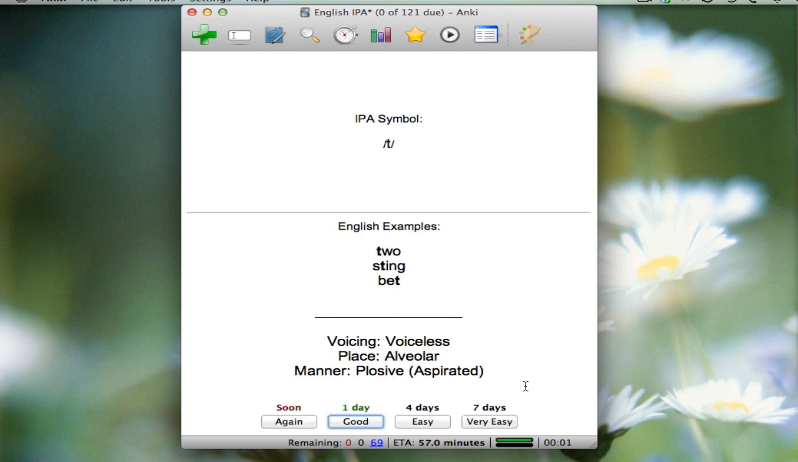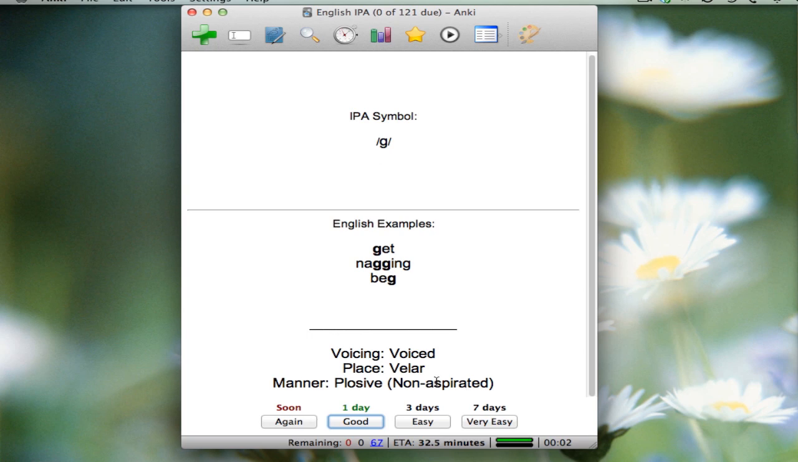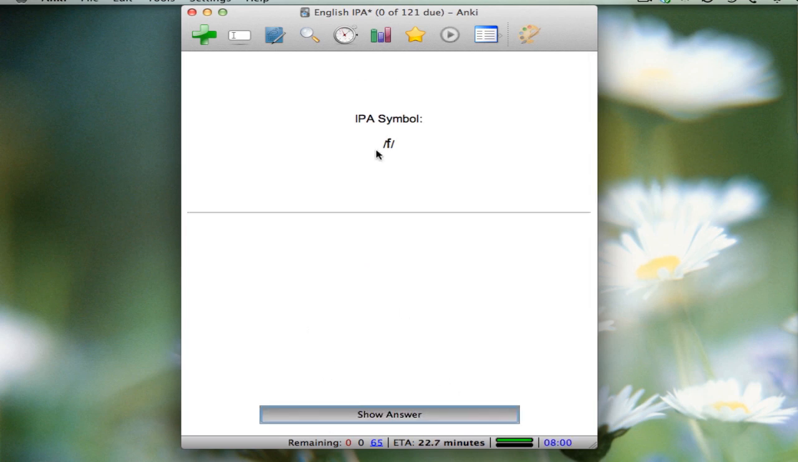Here we have T, same sort of thing as P. You'll see it starts beginning, middle, end. It's voiceless. In this case, it's alveolar, and that's the only thing that's changed. D, same thing. You'll notice that it switches to non-aspirated because it's voiced. And G, same thing. I'm just switching place. I'm going to velar, but these are all plosives. K, same thing. Voiceless, aspirated.